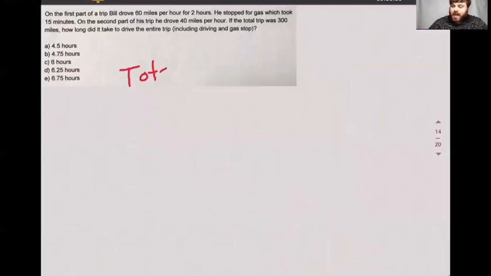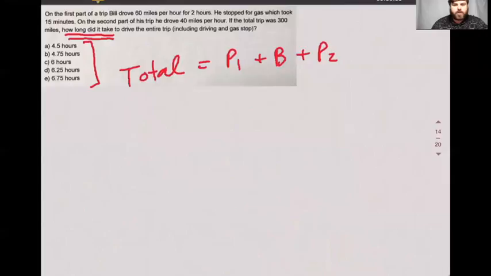So the total time, remember I'm talking about time because it does say how long did it take, and all my answers are in time. So I want to say the total time equals the part 1 plus the break plus the part 2 of the trip. Okay, you took that little gas break. All right, so we're talking about time. I'm given 60 miles per hour. So they give me a rate equals 60 miles per hour, and they give me a time, which is 2 hours. Okay.